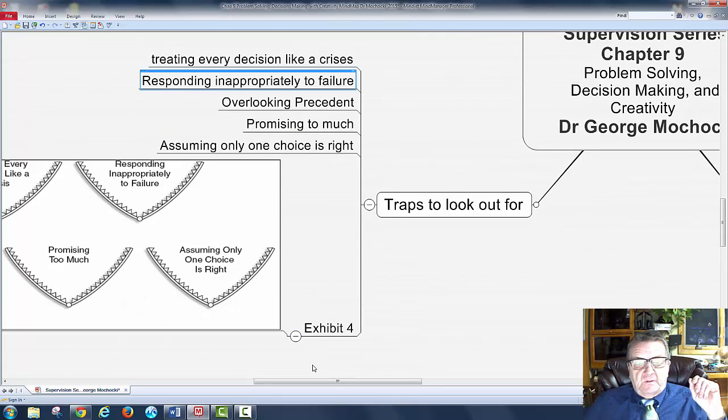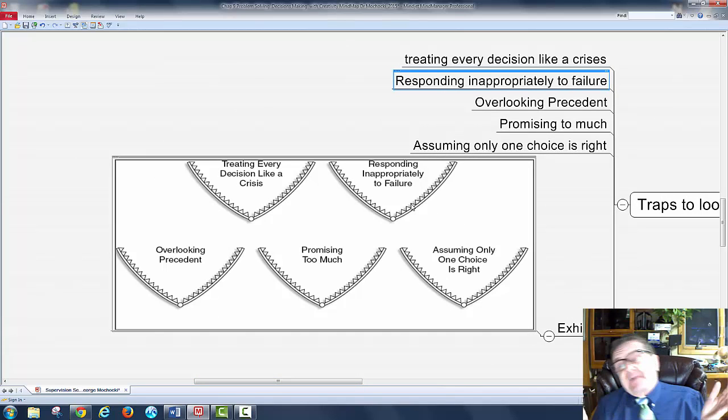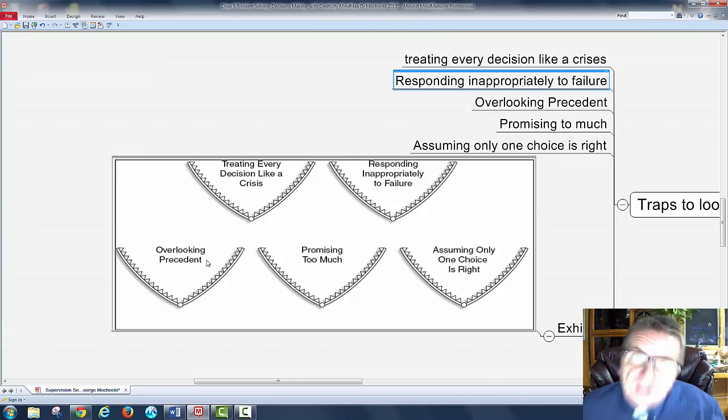So when I'm looking at this, basically I'm looking at decision traps. And these are teeth. Remember, even if I'm not a hunter, you see enough movies: they're spring loaded. Treating every decision like a crisis, responding inappropriately to a failure. That means, hey, I messed up. It's a failure. It's a learning. Remember, you're a learning organization. You're a learning team.